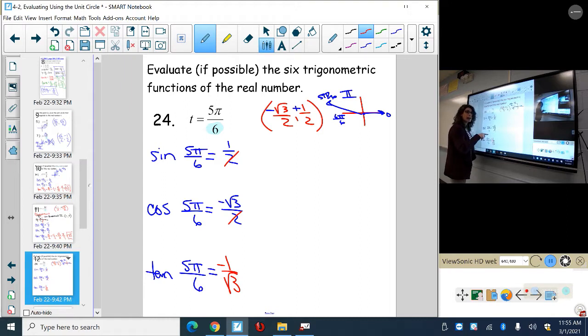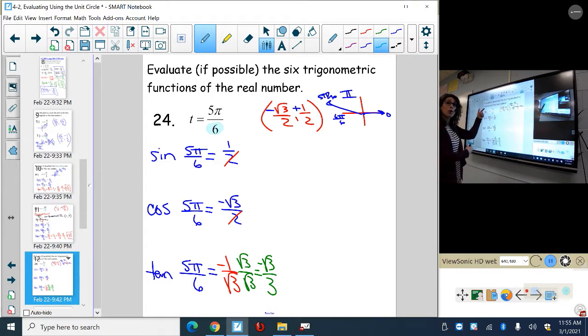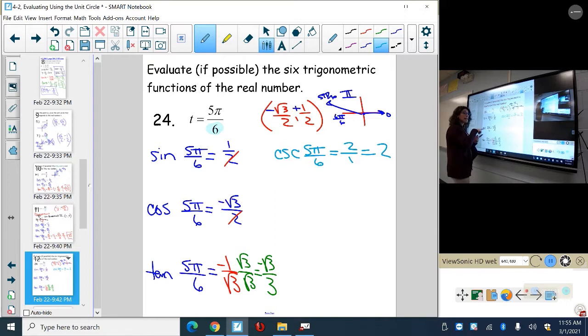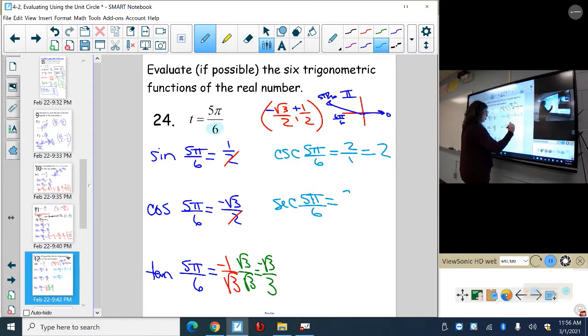Now, I cannot leave it as this. I have to rationalize that. So when I rationalize that, I'm going to get negative square root of 3 over 3. Okay? Now, I need the reciprocal functions of this. The reciprocal of sine, cosecant of 5 pi over 6, is simply going to be the reciprocal of that. So that's going to be 2 over 1, which is 2. Then the reciprocal of cosine is going to be secant. So that's going to be 2 over negative square root of 3. Rationalize.